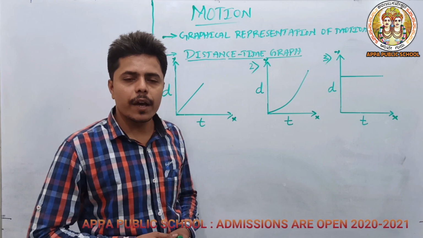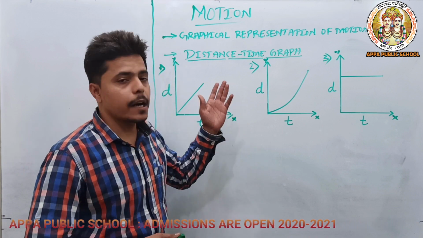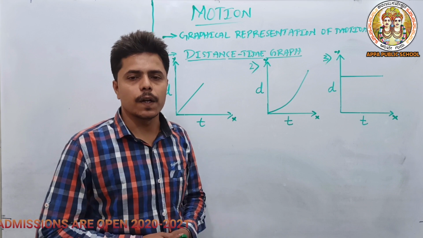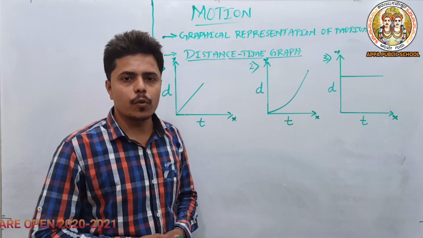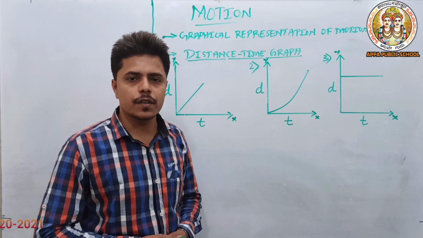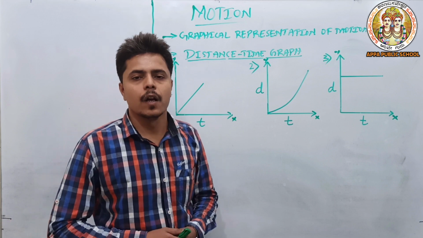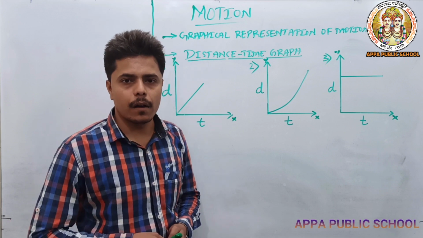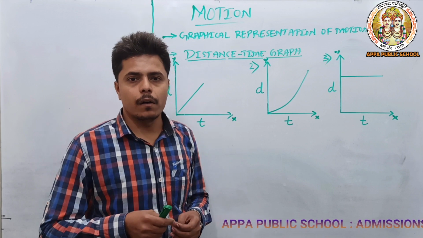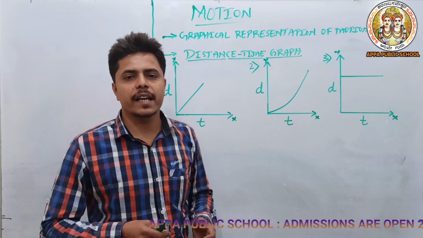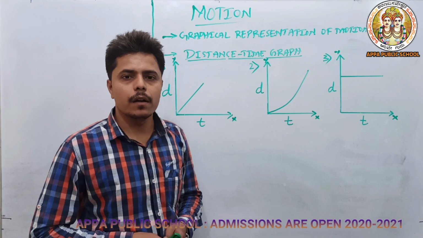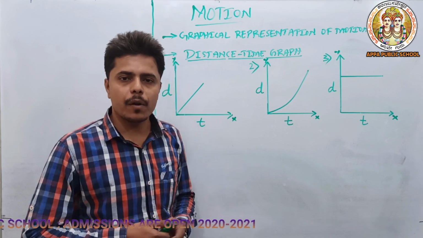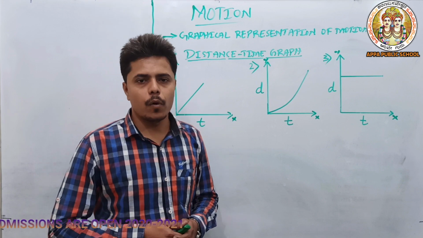So today we are studying the graphical representation of motion. What do you mean by graphical representation of motion? Graphical representation of motion means it is a pictorial representation between two sets of data. Graphical representation gives you a systematic idea about events. For example, in a cricket match, we come to know the run rate through graphs. This is one example of graphical representation of motion.